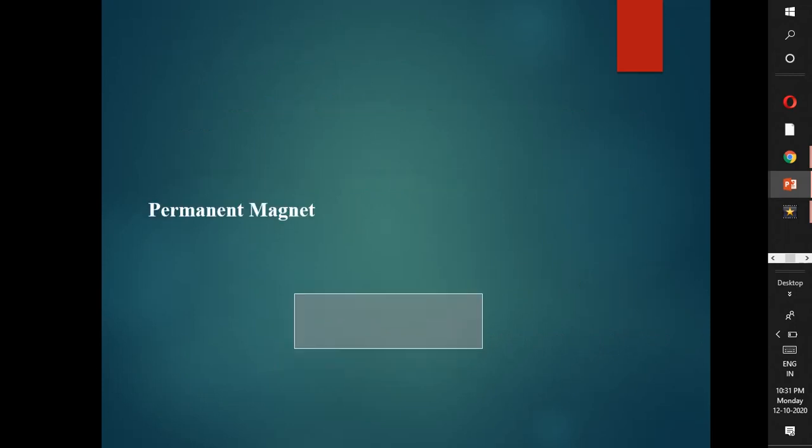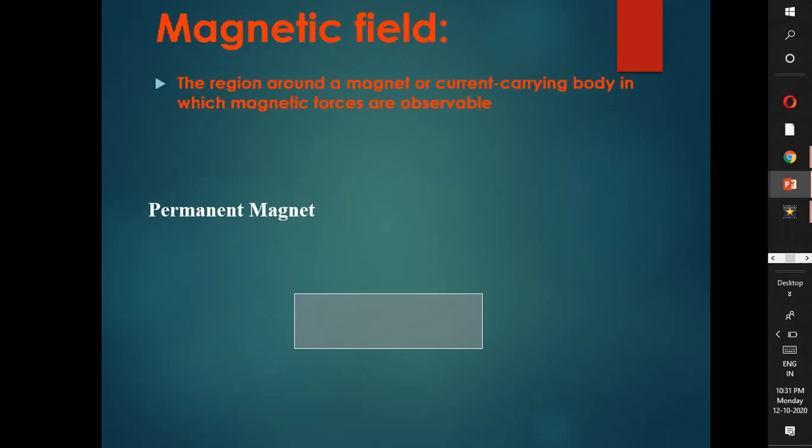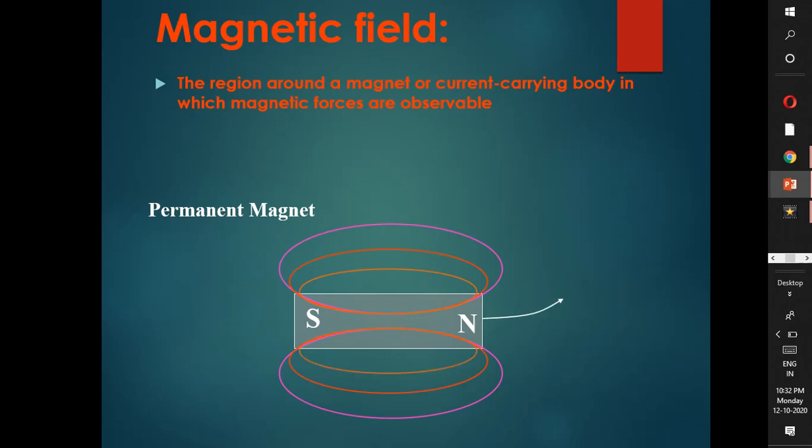So this is our permanent magnet. Around the magnet, the magnetic force is observable. So see here, there are the two poles, S and N. These are the magnetic field lines. See here, this one looks like that. So this is our magnetic field.